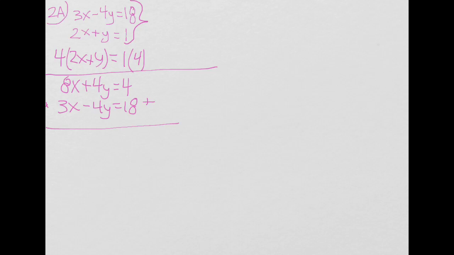8x plus 3x is going to be 11x. Positive 4y minus 4y is 0. Those terms eliminate. That's why this is called elimination. So we have 11x equals 4 plus 18 is 22. So divide by 11 on both sides and you get x equals 2.